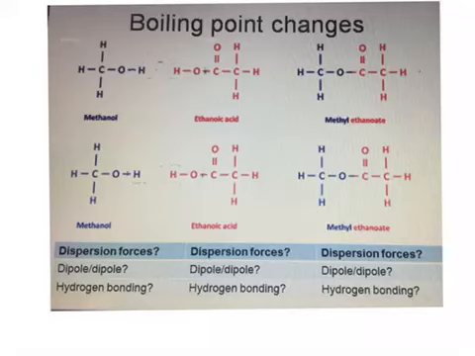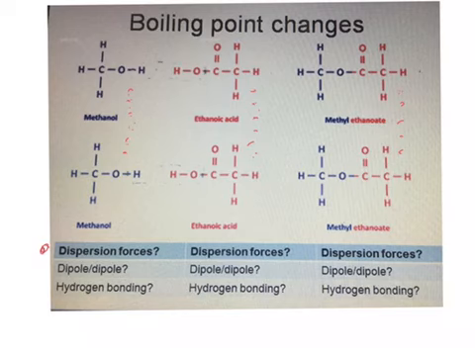Okay, boiling point changes when an ester is formed from its acid and alcohol. First off, all of the molecules have weak dispersion forces between them. So we can put dotted lines joining together the methanol molecules, and dotted lines joining, or attraction between, the two ethanoic acid molecules, and similarly for the ester. So I'll have this colour as dispersion forces, but they're weak.